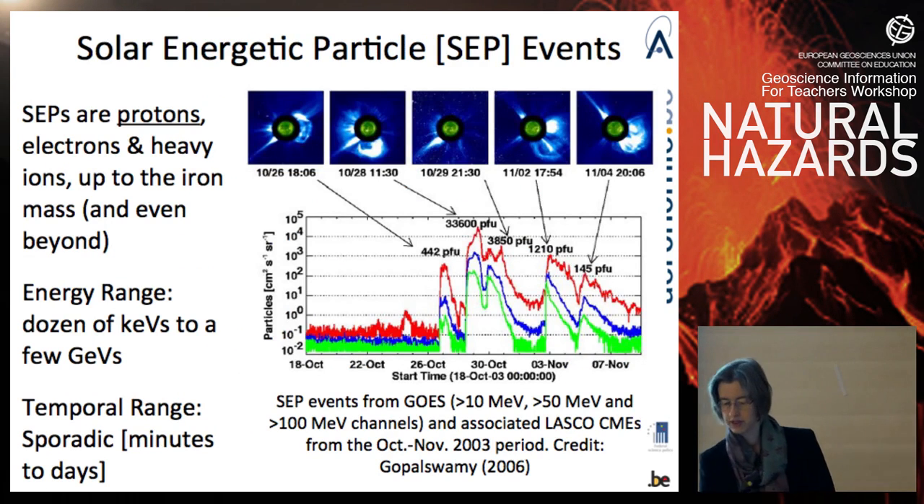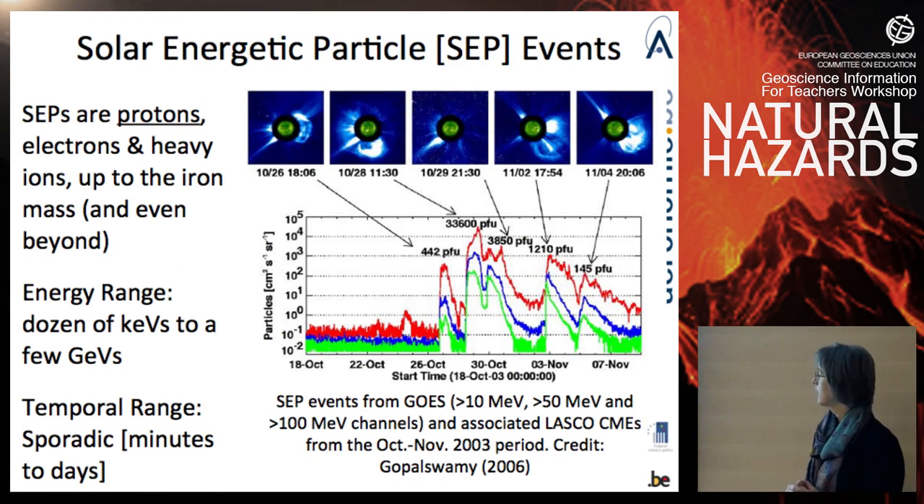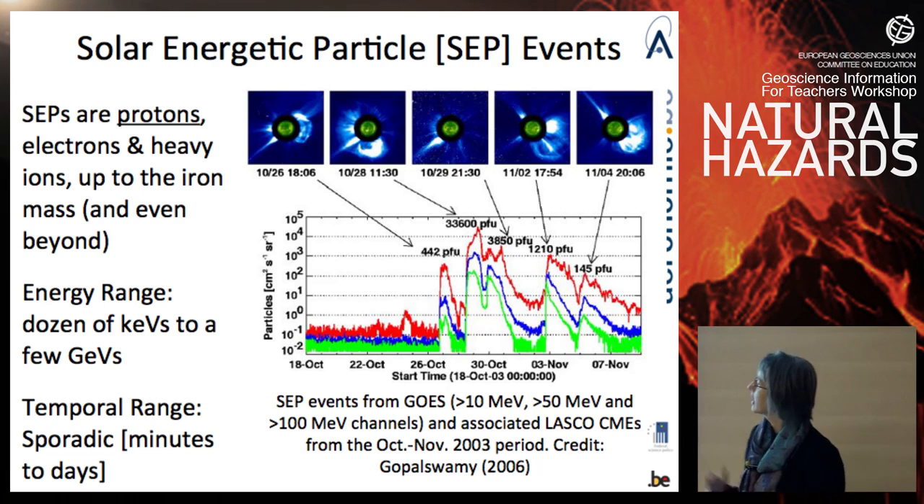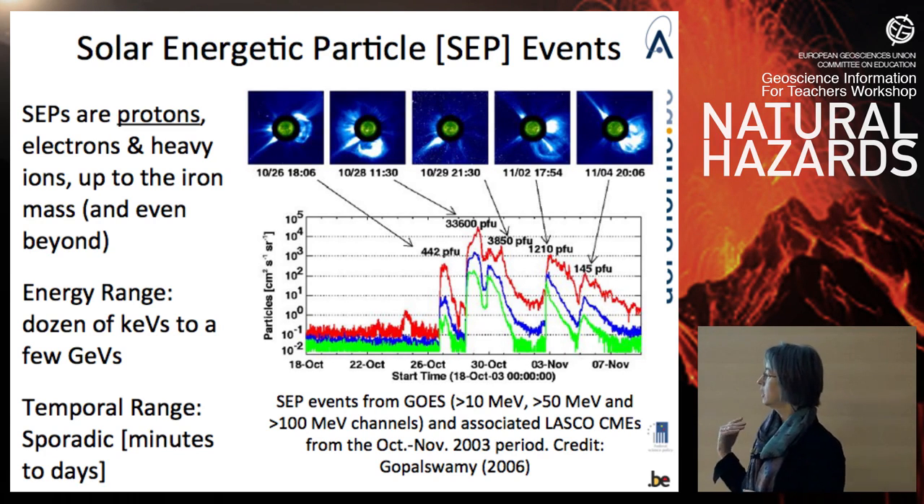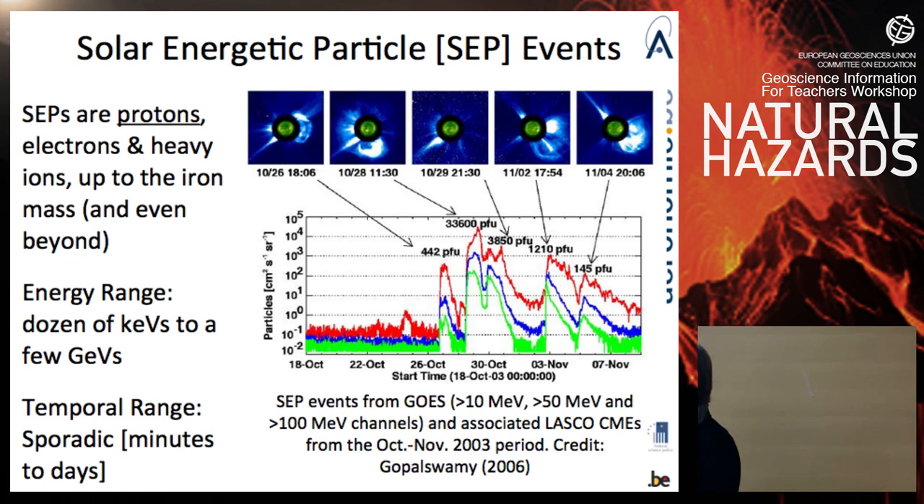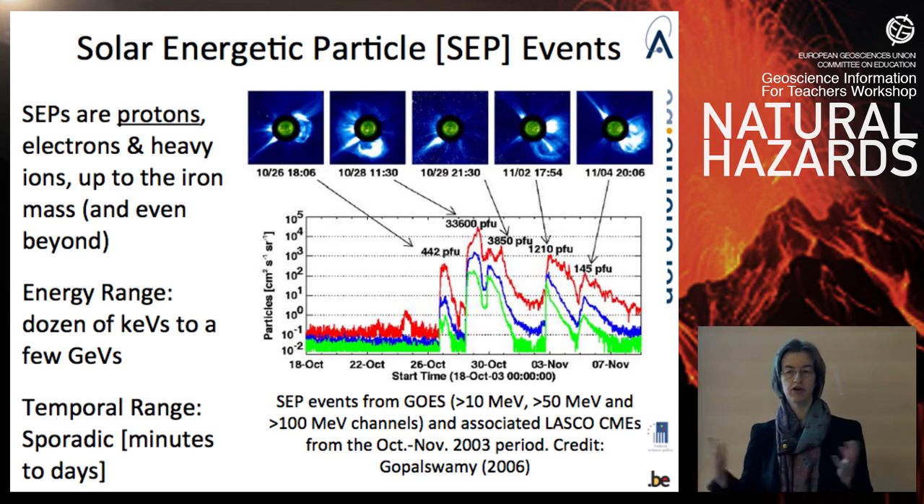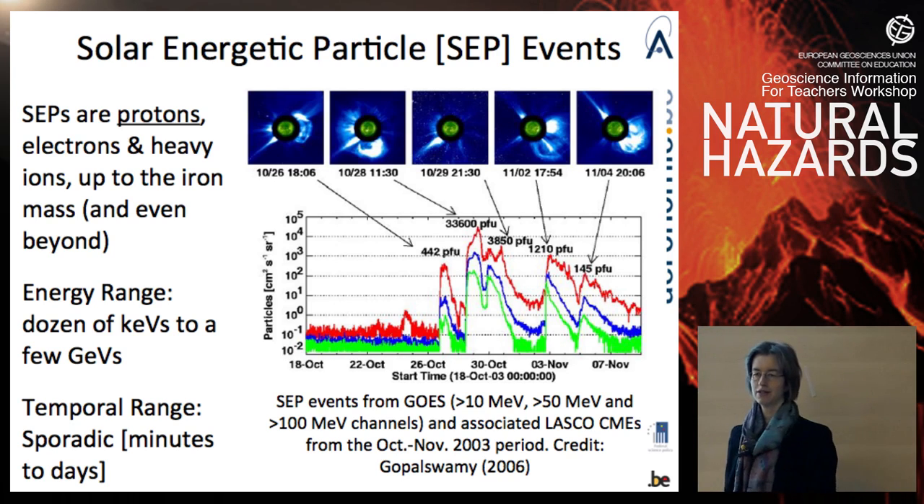So the final example is these SEP events. They are protons, electrons and other, heavier ions, and their energy ranges from some dozen keVs to a few very high energy giga electron volts. And they may last for minutes to days. They're very sporadic. They're hard to predict. So they're really a problem also for human space exploration, especially for the astronauts when they go outside the spaceship.